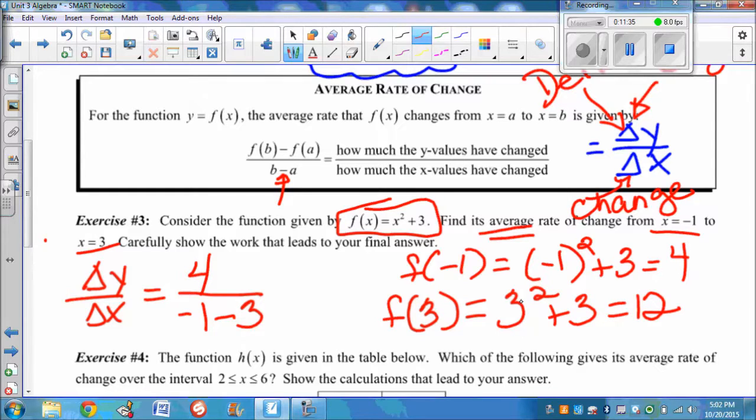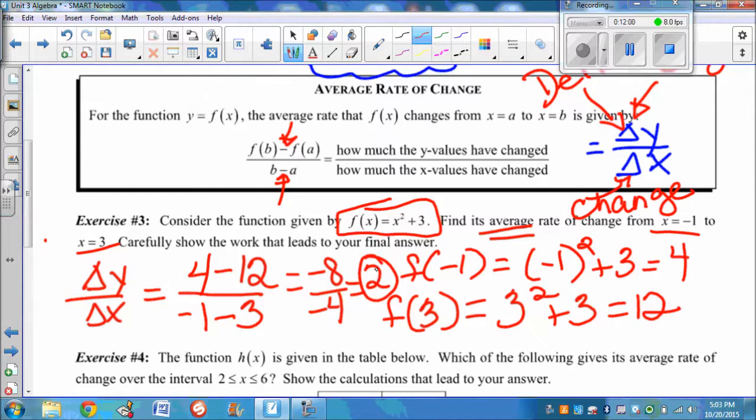Now I've got my other y value. And what does it say? That change, we've got to subtract minus the corresponding y value. So we end up with -8 over -4, which comes out to be 2. Okay? So my rate of change for this function is 2.